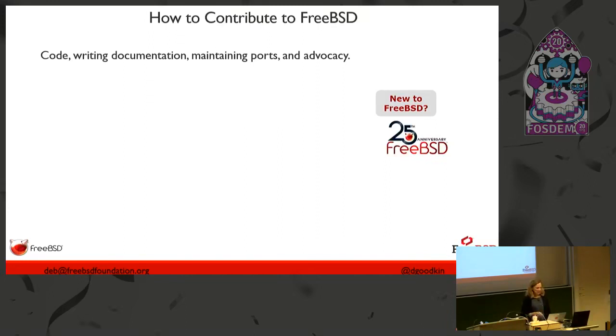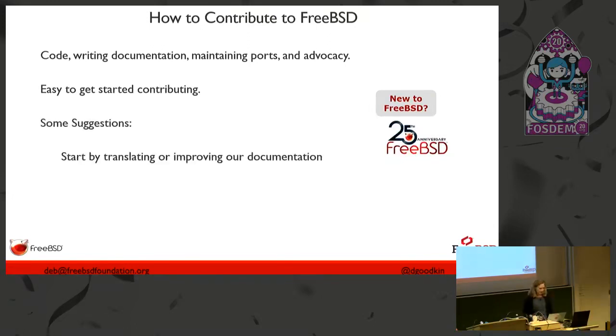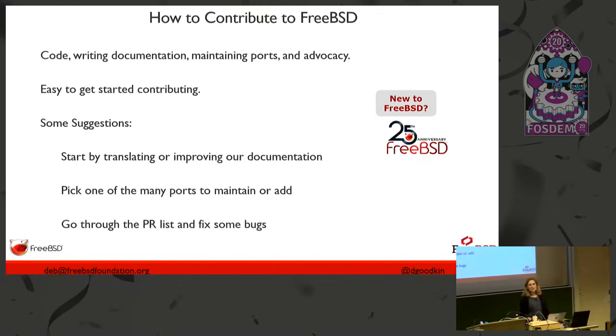So that's why I could get back into writing code, but I choose not to, because I'm already running the foundation, so it would be difficult. But it's easy to get started contributing, and some of the suggestions that we have would be to work on documentation, so you could translate or improve the documentation. There's many ports, like I was saying, there's over 33,000, and so we always need ports maintainers. And you could just go through the PR list and pick a problem out there that you could fix and submit a patch for.